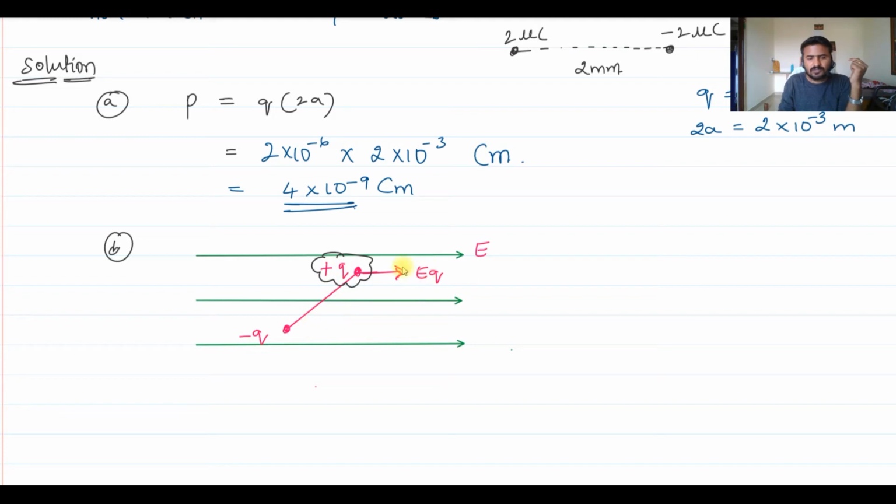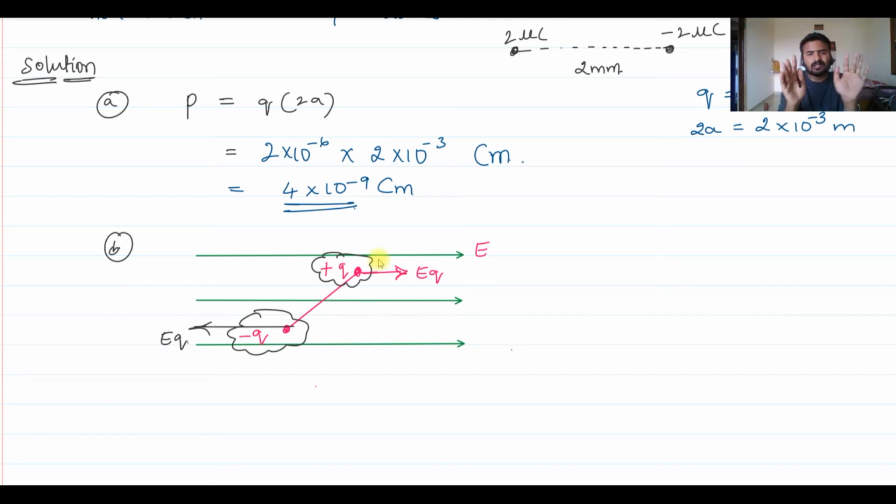So now, EQ is the force experienced by this positive charge, and that will be in the direction of the electrical field. And this negative charge will experience a force in the opposite direction of the electrical field. How much will that be? That will also be EQ only. So now you see there are two forces. One force is EQ to the right, and the other force again EQ to the left. So the net force will be 0, right? They are equal in magnitude and opposite in direction. So the net force will become 0. Now no matter whatever the orientation, net force will always be 0.